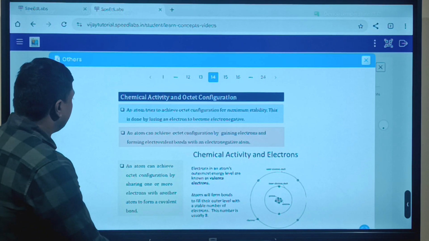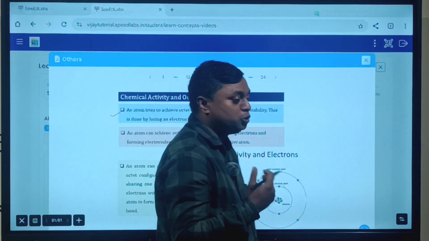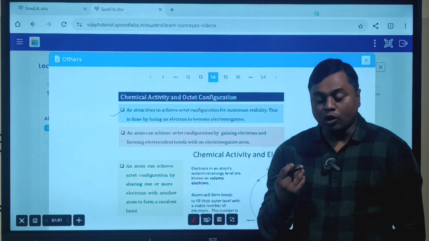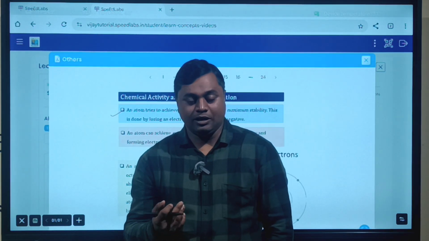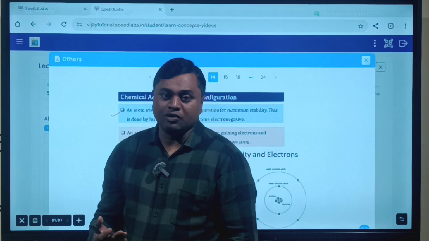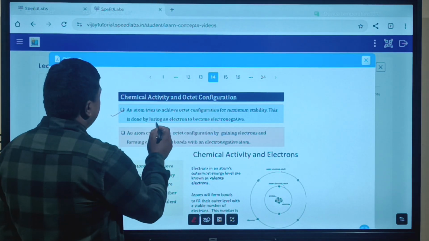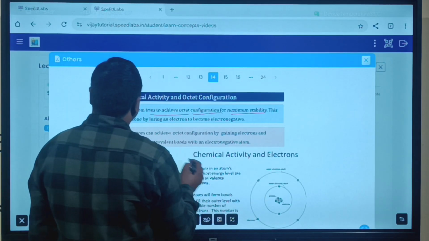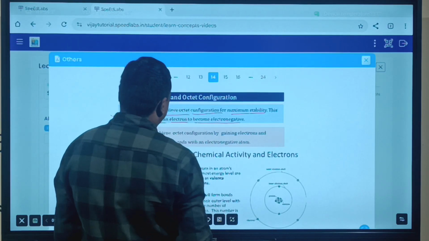An atom tries to achieve stability. We have two stability rules, children. One is the duplet rule, the other is the octet rule. According to the octet rule, if an atom has 8 valence electrons, then it is stable. Whereas in the duplet rule, if an atom has 2 valence electrons, then it is stable. An atom tries to achieve octet configuration for maximum stability. This is done by losing an electron.